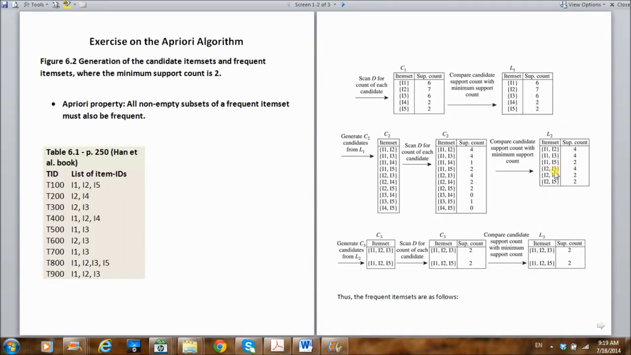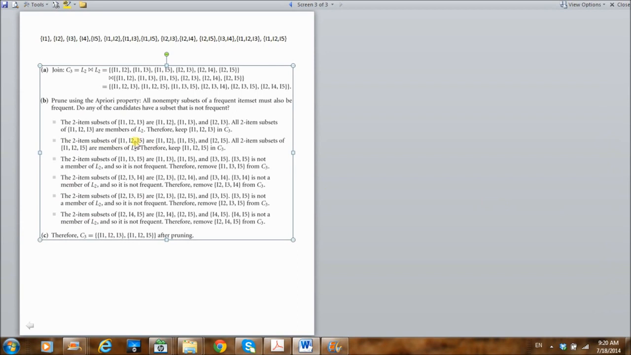Next, we can join {I2, I3} and {I2, I4}, and the 3 item set will be {I2, I3, I4}. We do the same thing. The subsets of {I2, I3, I4} are {I2, I3}, {I2, I4}, and {I3, I4}. If you compare these subsets with our level 2 frequent item sets, {I3, I4} is not there. So this one does not satisfy the Apriori concept, and we do not include {I2, I3, I4} in our candidates.